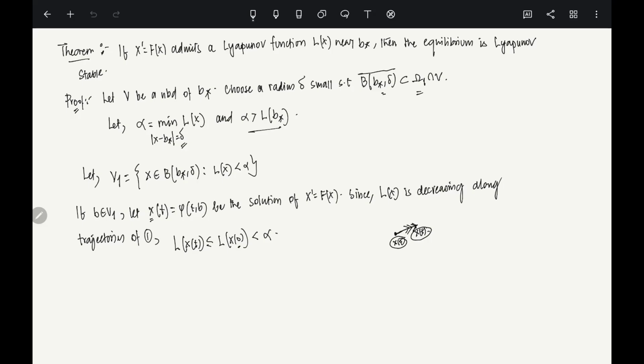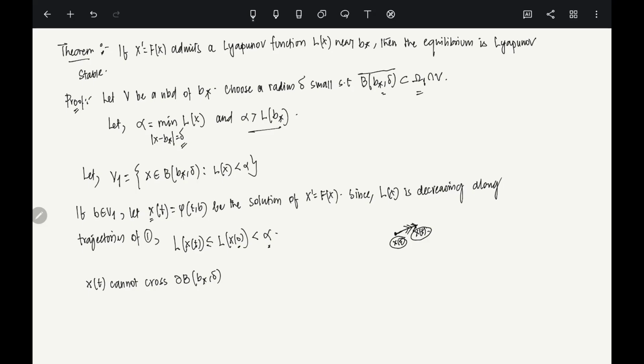Now you see, this actually is a problem. If this is true, alpha is the minimum of L of x on this compact set, while L of x of t is strictly less than alpha. So x of t cannot cross the boundary of the ball with center B star and radius delta. That is clear, right? L of x of t is always strictly less than alpha, and alpha is the minimum of L of x there.